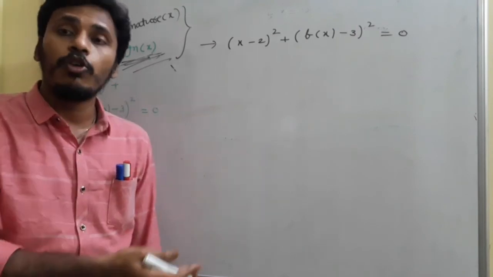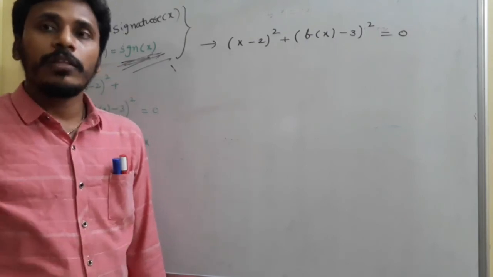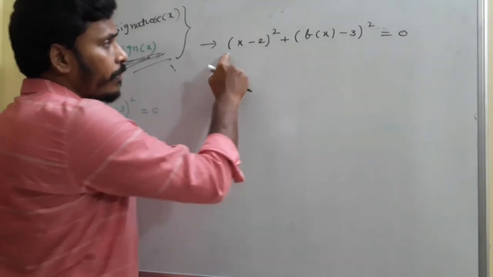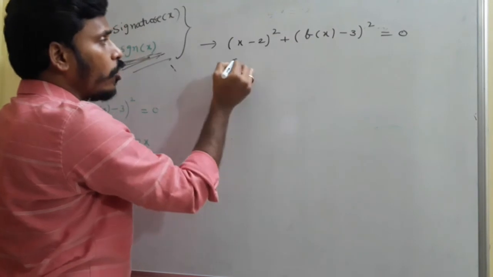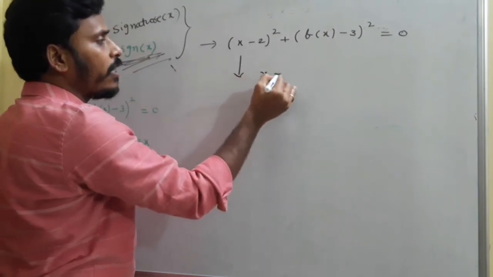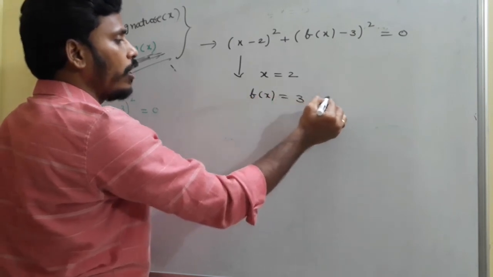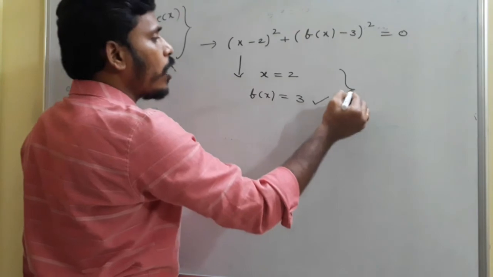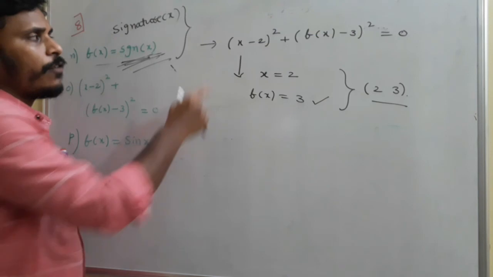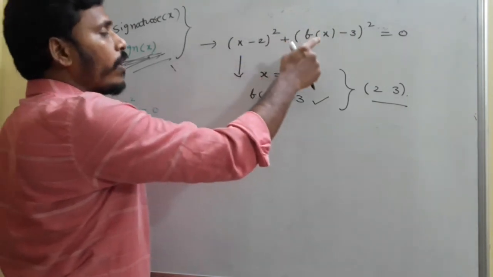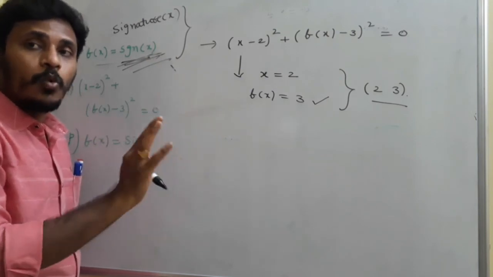Range is simply the functional value f of x. Domain is simply the possible values for x. That's what we need to think. See, the sum of these two squares is 0. Since the sum of these two squares is 0, from the basic concept of identity, it is very clear that x is equal to 2 and f of x is equal to 3. This is the one and only possible point which satisfies this particular relation. If you take x equal to 2 and f of x equal to 3, then only the sum of these two is 0. In all the other cases, you won't get 0.